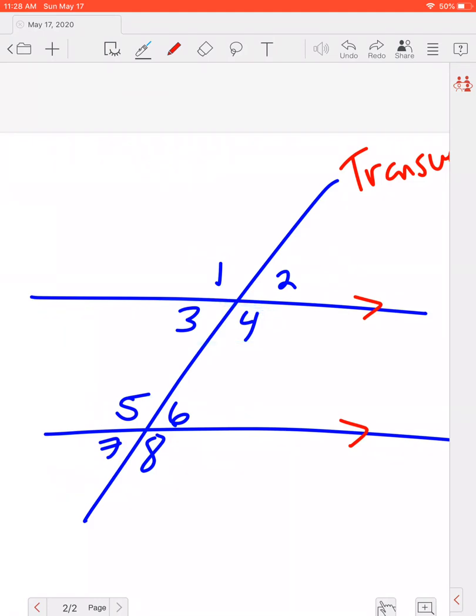Next is corresponding. Remember, corresponding is when they're on the same side of the transversal, but one is exterior and one is interior. So 2 and 6 would fall in that category. 4 and 8 would fall in that category. 7 and 3 would fall into that category. 5 and 1 would fall into that category.